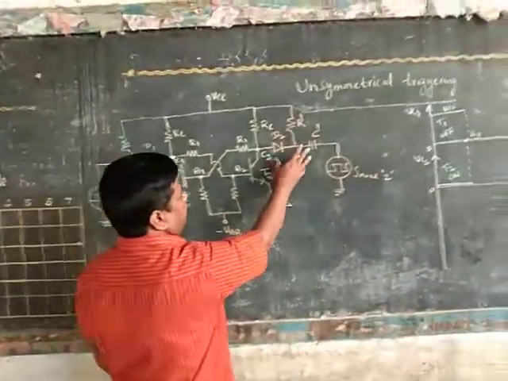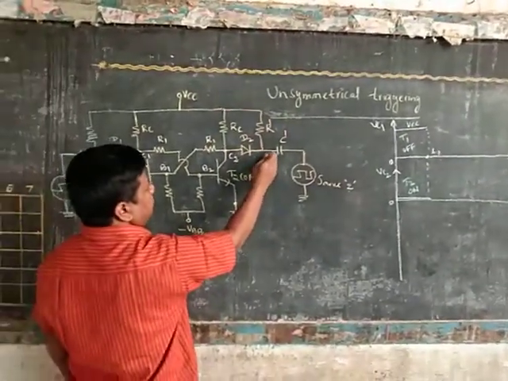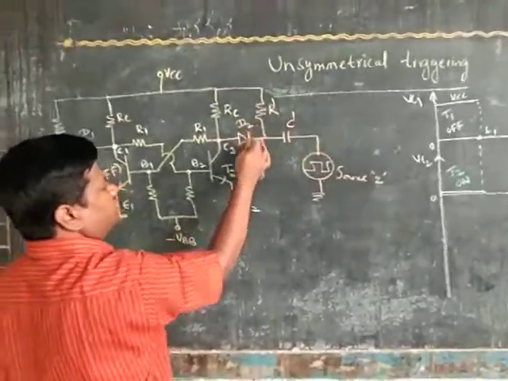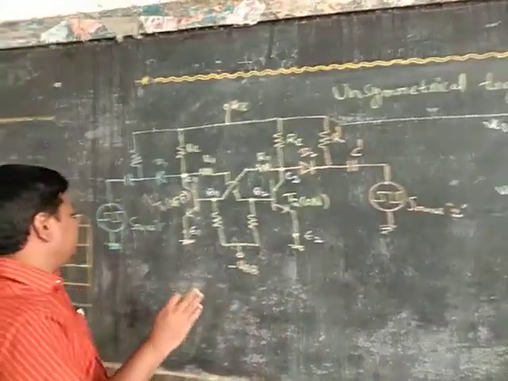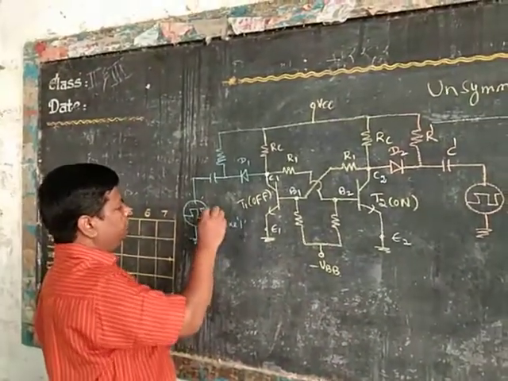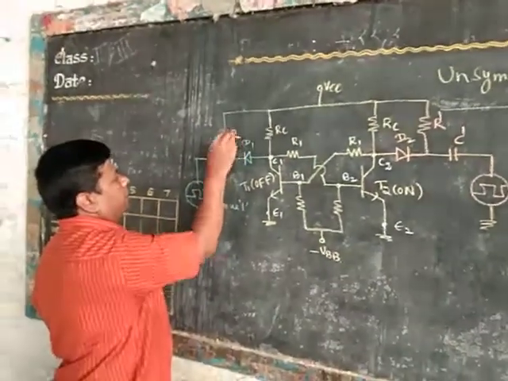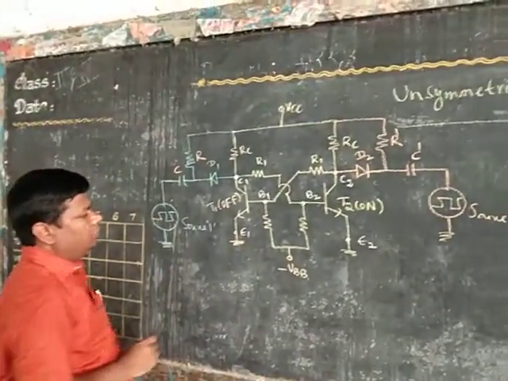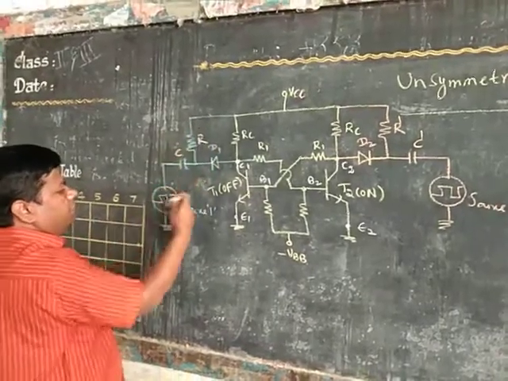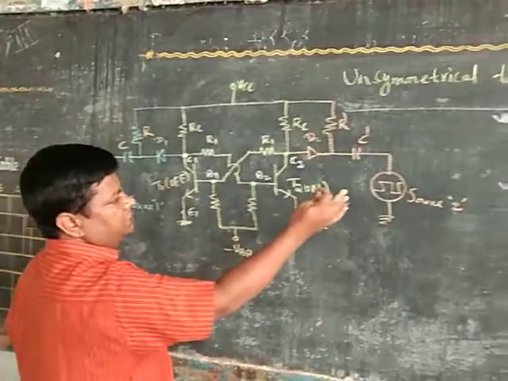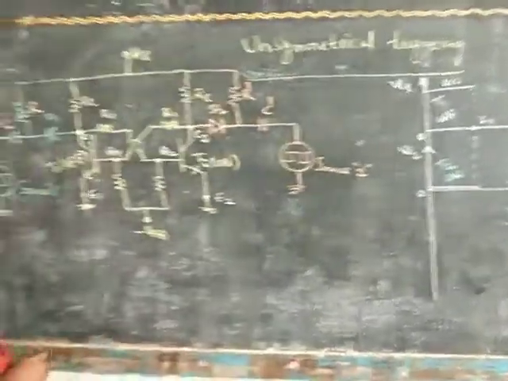This is one triggering source. Triggering source consists of a capacitor C dash, R dash, and diode D2, and another triggering source, capacitor C, resistor R, and diode D1. These four elements form one triggering source. These four elements form another triggering source.